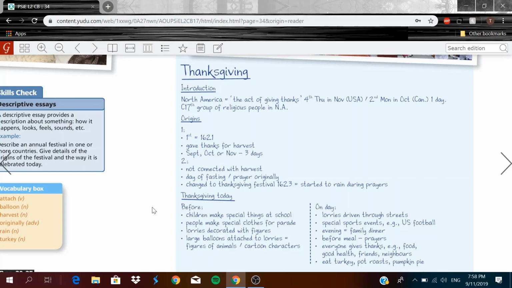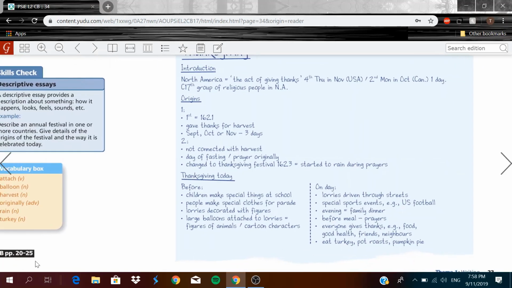Lorries are decorated with figures, large balloons attached to lorries, and also figures of animals and cartoon characters, okay? And on Thanksgiving Day, lorries drive through streets, and there are special sports events, for example, U.S. football. And in the evening, there is one big family dinner. Before the meal starts, and this one's a big one for a lot of people that celebrate Thanksgiving, is praying, giving thanks to God for good health, food, friends, neighbors, etc. Right? And they usually eat turkey, pot roasts, and pumpkin pie, right? I think that one's mostly tradition, okay?